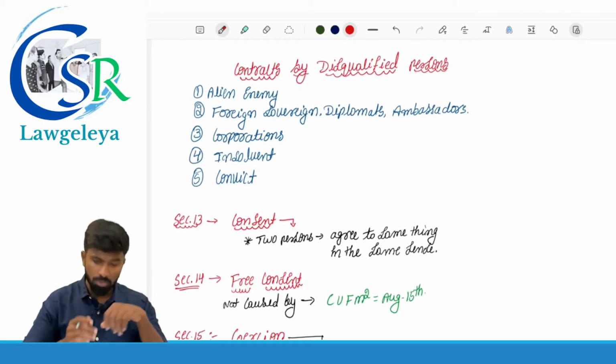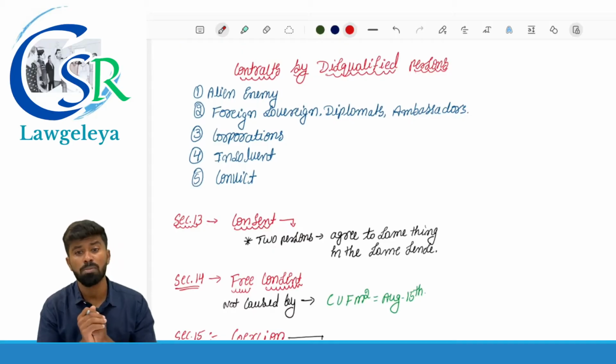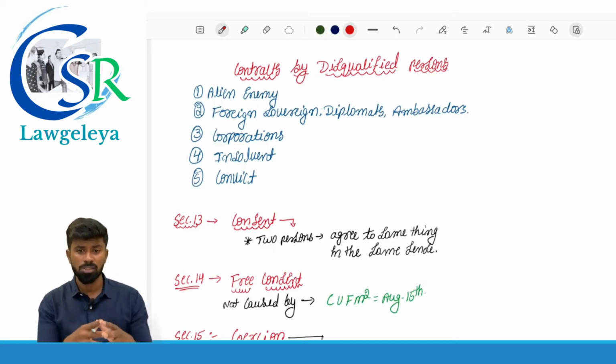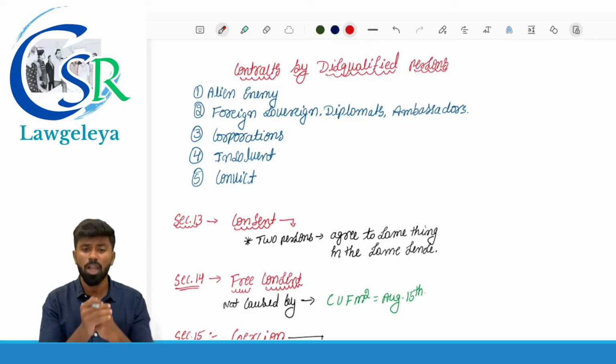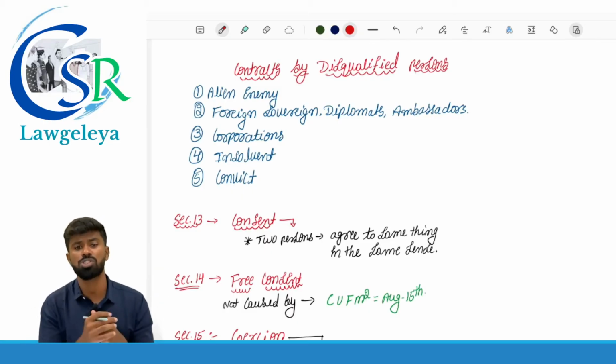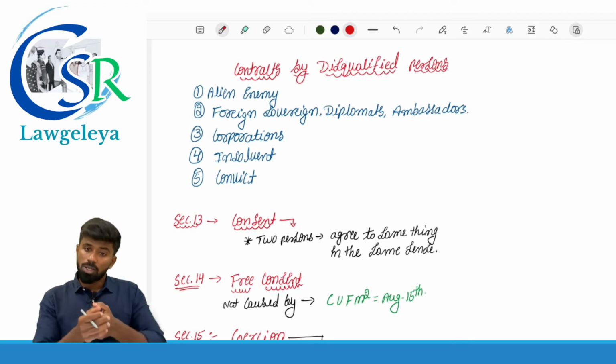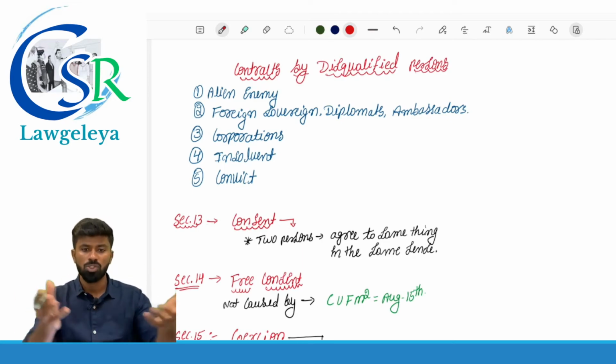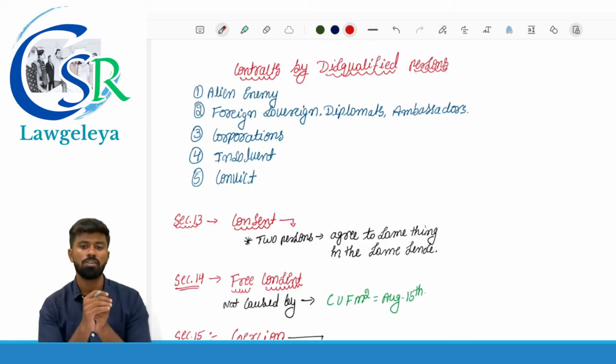Second one is whom? Foreign sovereigns, diplomats, ambassadors. Any contract with the foreign sovereigns, diplomats, ambassadors is not enforceable in India. Why? Because they are not subjected to local jurisdiction. Because they are not subjected to local jurisdiction of the laws, even if you make a contract with them, it is not enforceable by law. Hence, they are disqualified by law.